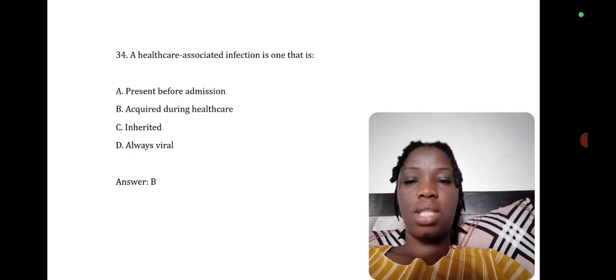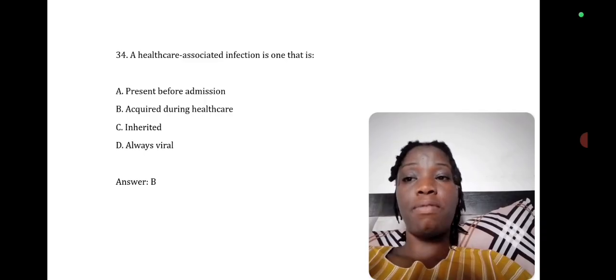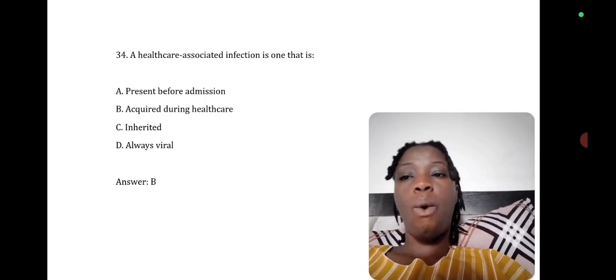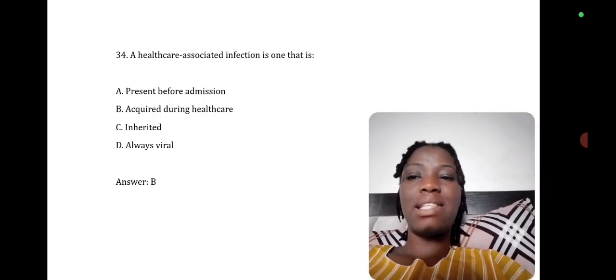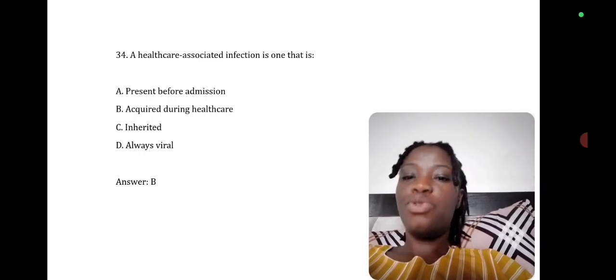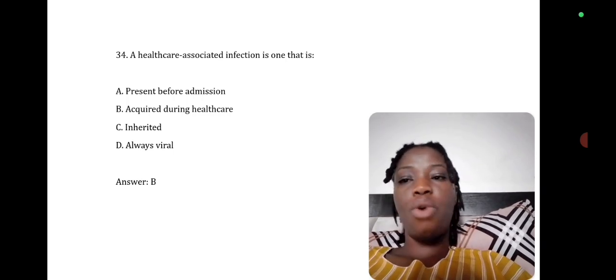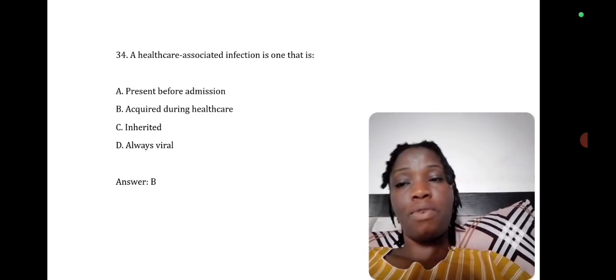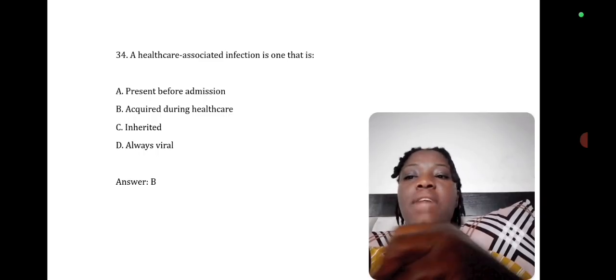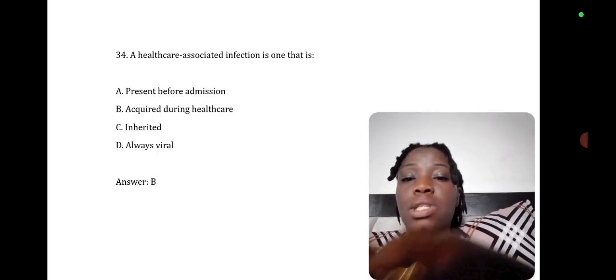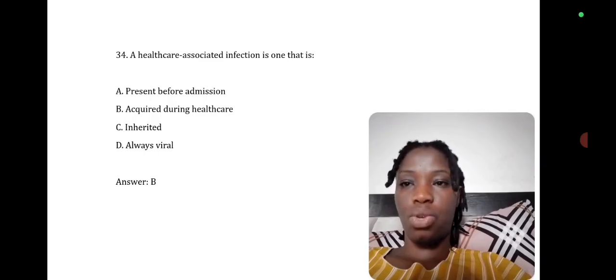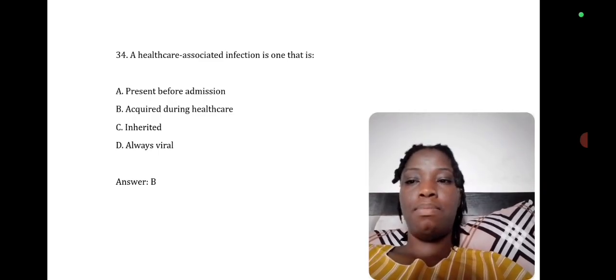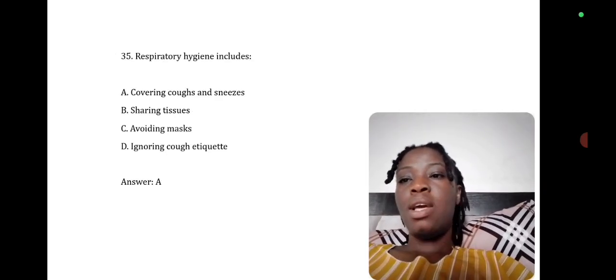34. Healthcare associated infection. We said it. Healthcare associated infection, also called nosocomial infection, also called hospital acquired infection, is one that is acquired during healthcare. Before admission, no. It's during admission. Inherited, no. Always viral, no. It can be bacteria, it can be fungi, it can be any of the microorganisms. But it is acquired during healthcare, means during your stay in hospital, during admission. That's when you acquire healthcare-associated infection or hospital-acquired infection or nosocomial infection. So your answer is B, acquired during healthcare.